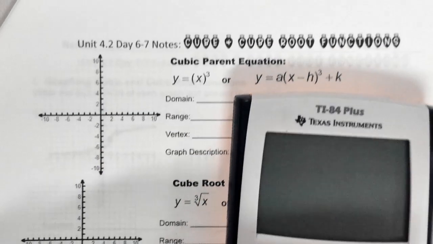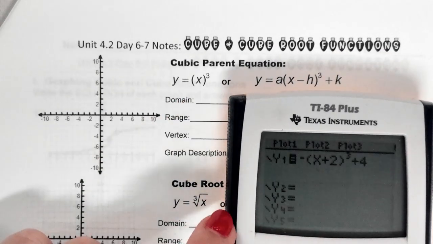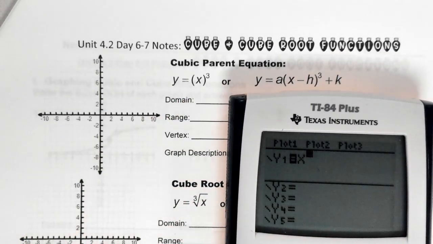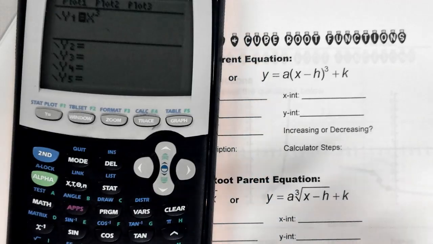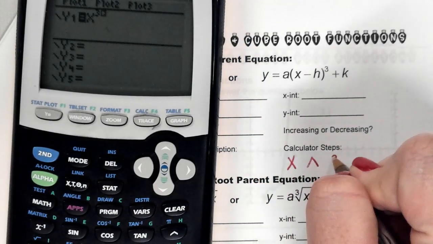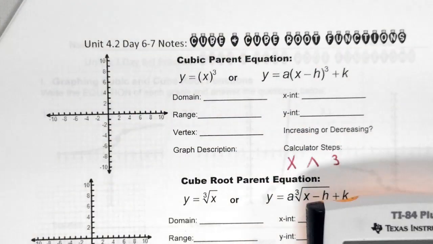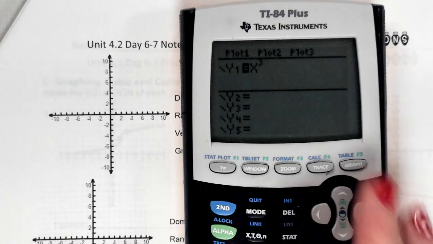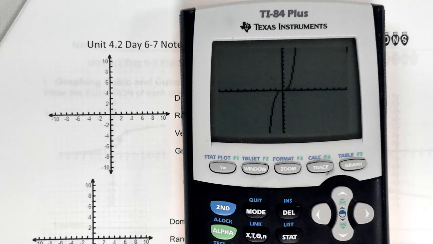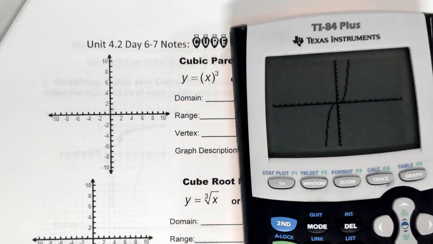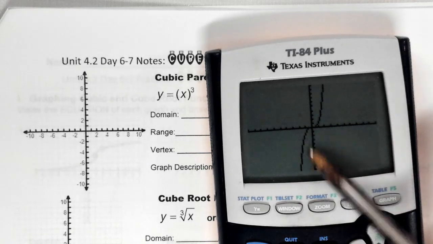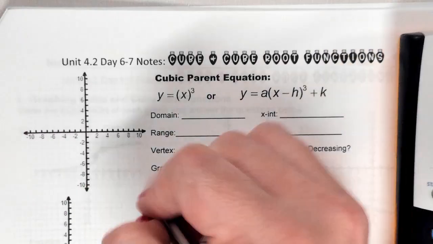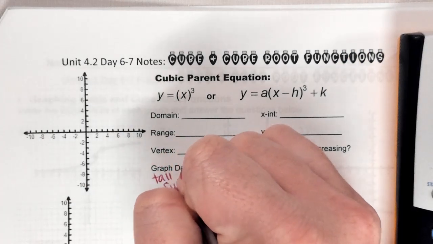So our first one is the cubic parent function, which is just x cubed, so x to the third power. The way you type that is you hit the caret, the little arrow up. So it's just x caret 3. When I hit graph, this is what it looks like. I call it the swerve, because it looks like a swerve in the road. It's also a tall swerve, tall and skinny.